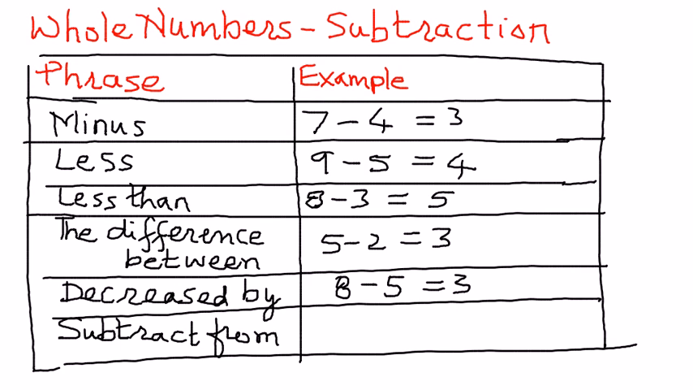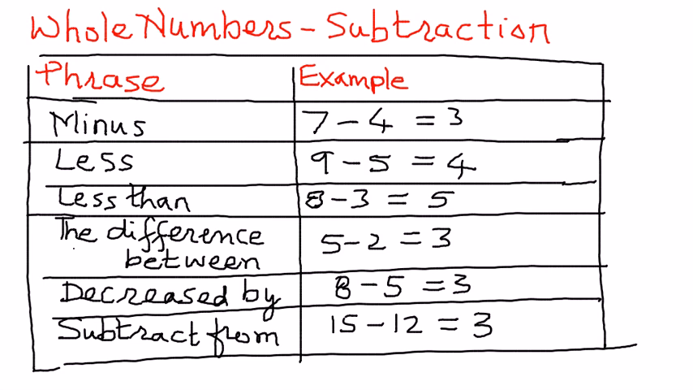And the last one we have is subtract from. We want to subtract 12 from 15. So 15 is the number we have and we're going to subtract 12 from that. And therefore 15 minus 12 is equal to 3. This is how we can use subtraction in these different ways.